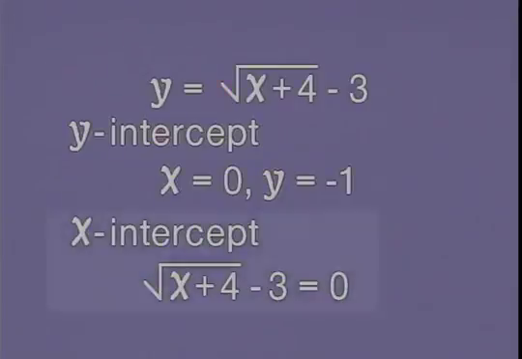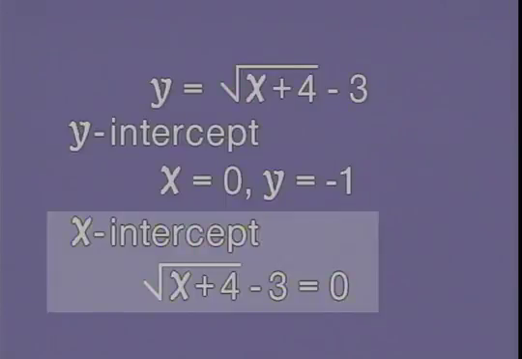Then we look for the x-intercept or x-intercepts. In this case, as in all cases, the x-intercepts occur when we set the function equal to 0. It's the values of x that make the function 0. So this is why we had to be able to solve square root equations. So back to the visual on the line there at the x-intercept, we take the equation, the square root of x plus 4 minus 3, set it equal to 0. Now we need to solve that.